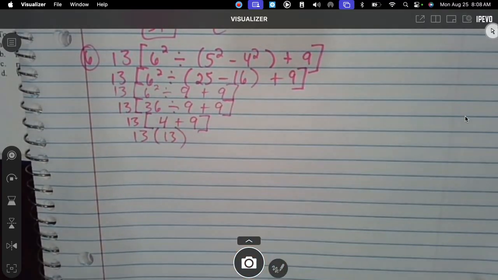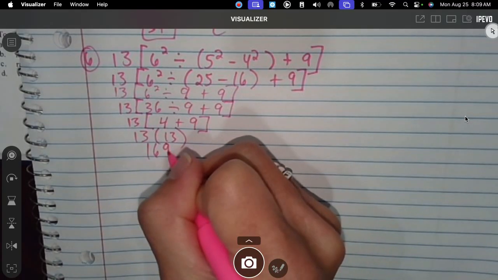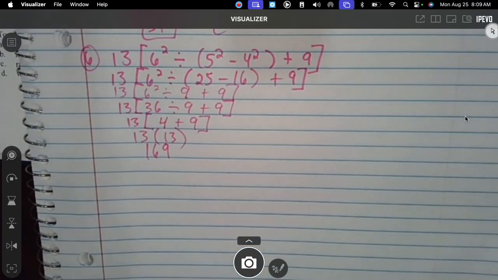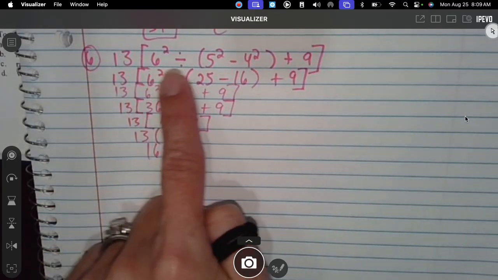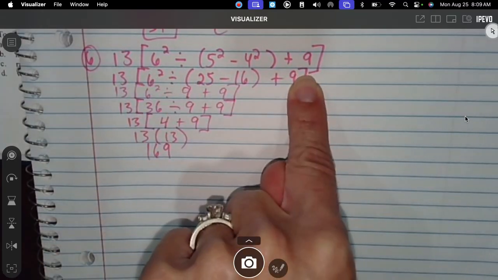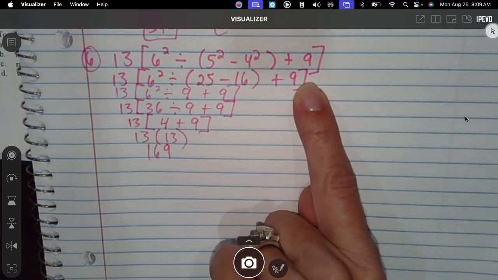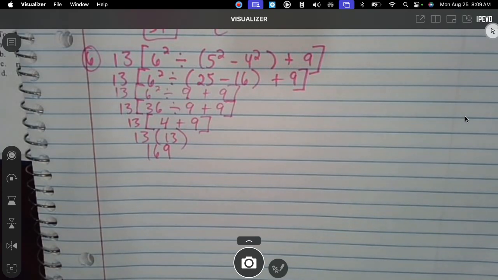13. And 13 times 13? What is that? 169. Okay, I couldn't remember if it was 196. I think that's 14 squared. Okay, so there's your answer. Can you type that in your calculator? You can, just make sure you do it perfect. Otherwise, it'll give you the wrong answer.